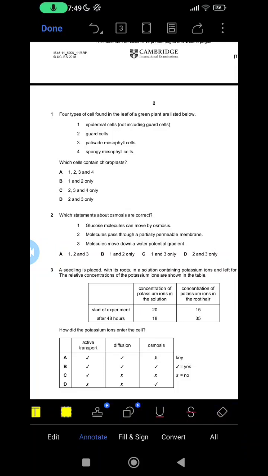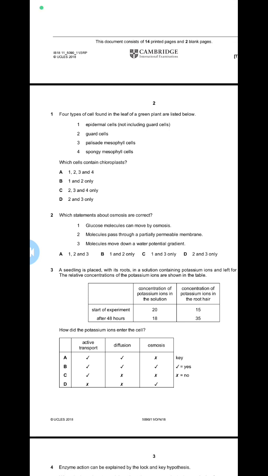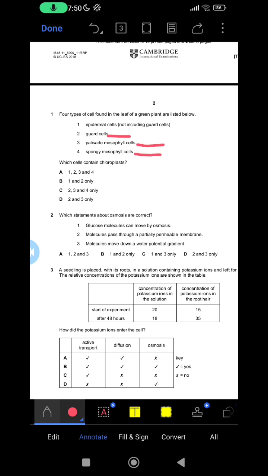Question number 1. Four types of cell found in the leaf of a green plant are listed below: epidermal cells, guard cells, palisade mesophyll cells, and spongy mesophyll cells. Which cell structures contain chloroplast? Now we know that the guard cells, spongy mesophyll cells, and palisade mesophyll cells contain chloroplast, but the epidermal cells don't. So the answer will be C. C will be the correct answer.